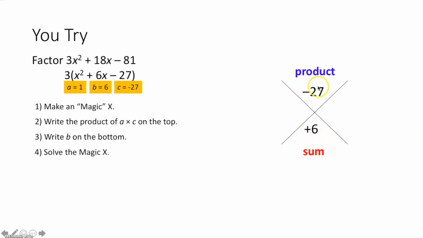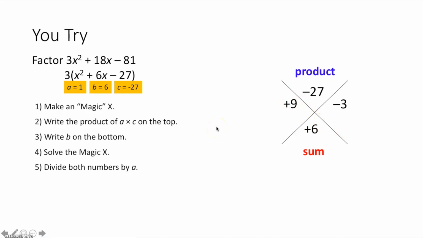Since your product is negative, that means one number has to be negative and one has to be positive. And since your sum is positive, the bigger number should be the positive one. So what two numbers multiply together to make negative 27? One has to be negative, one has to be positive, and the bigger one has to be positive. That's positive 9 and negative 3.